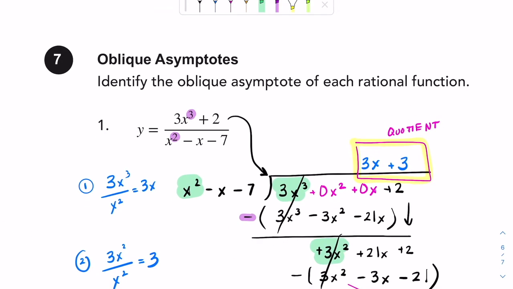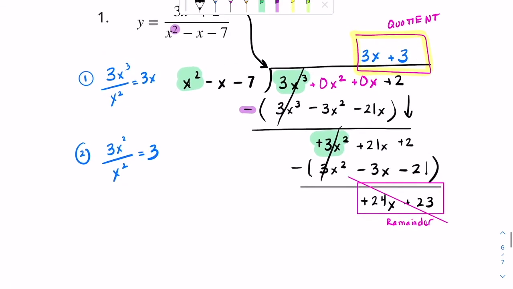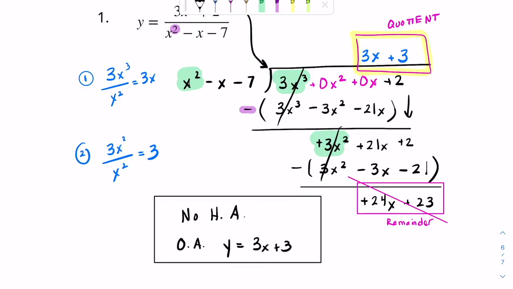So if we were to label our oblique asymptote, first of all, anytime you have an oblique asymptote, you instantly have no horizontal asymptote. So I'm going to include that in this answer. No horizontal asymptote. And then oblique asymptote, we're going to write it as a function. It's always in slope-intercept form. It's this function. It's your quotient. Forget about the remainder. The remainder is not part of your answer. So y is equal to 3x plus 3. This is your answer. That's it. Just the quotient. Of course, we have a remainder. We do not want to use it as part of our answer.